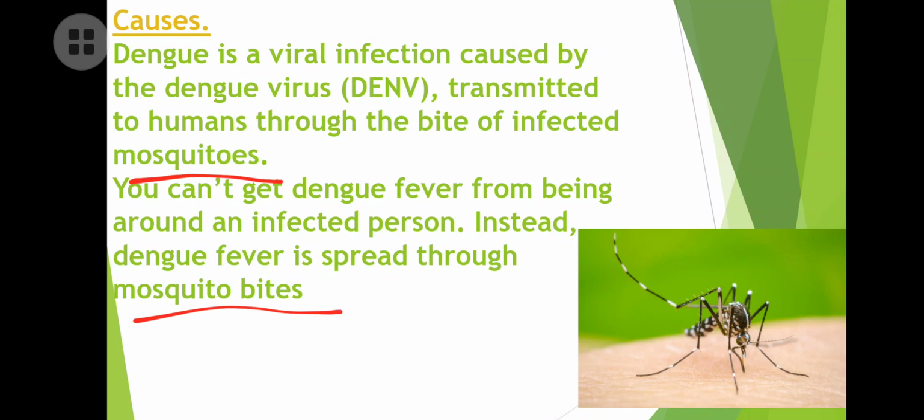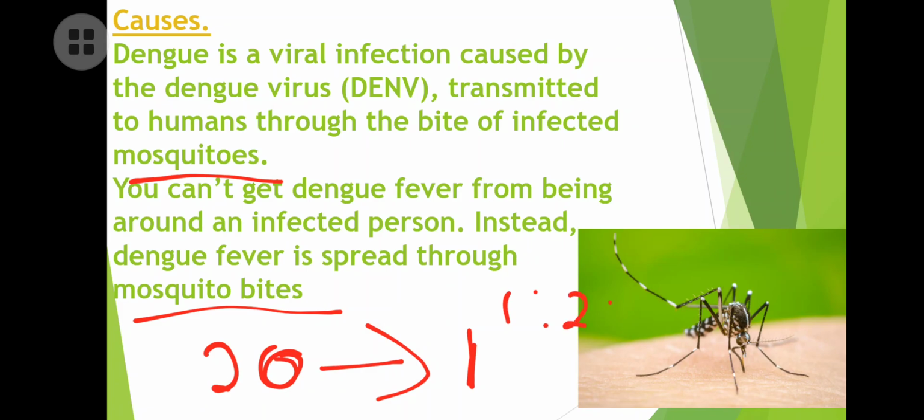And one more important point to remember: if 20 people are infected by the dengue virus, one of them will be in a serious condition. That is 1 in 20.